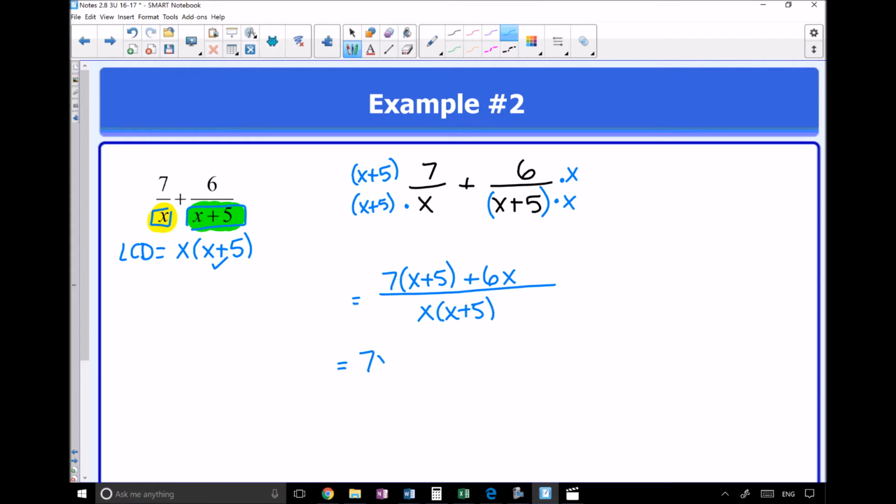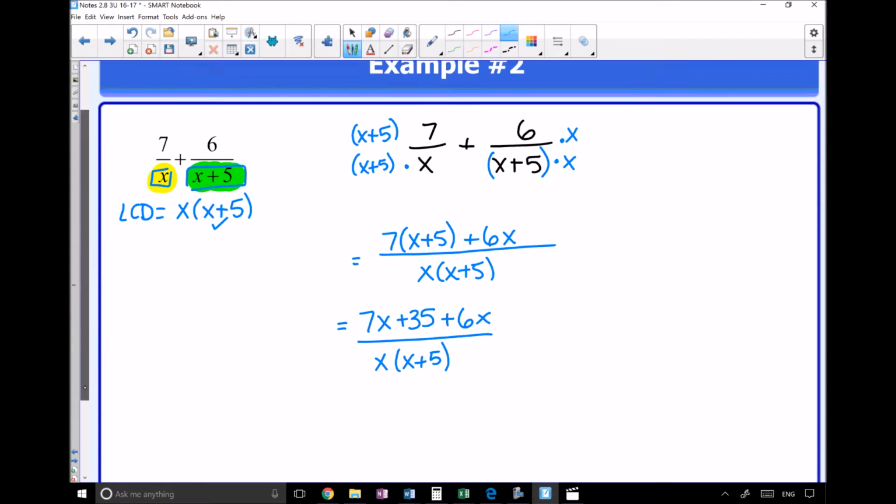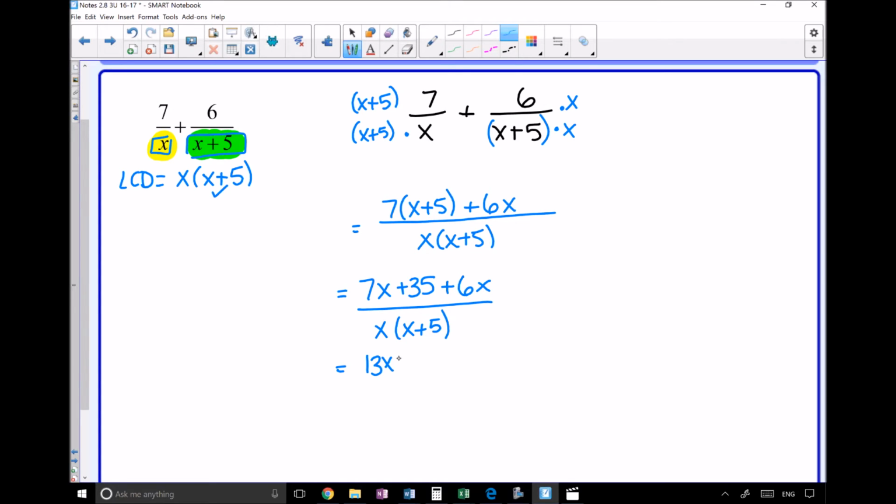Now, when I distribute the 7, I get 7x plus 35, and then I get plus 6x, and that's all over x times x plus 5. Then, when I collect my like terms, I end up getting 13x plus 35, because 7x plus 6x is 13x, all over x times x plus 5. Now, my denominator is factored, so I don't need to simplify that any further. But in my numerator, I'm going to go through my list of questions. First question is, is there a GCF? And there isn't. And it's none of the other types of factoring problems, just looking at it. So therefore, this is as factored as possible, so nothing can cancel out. So this is my final answer.